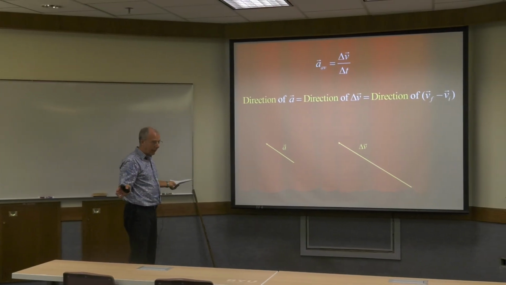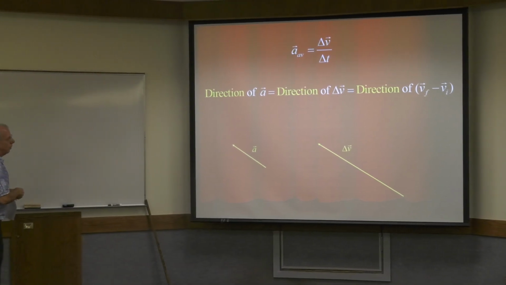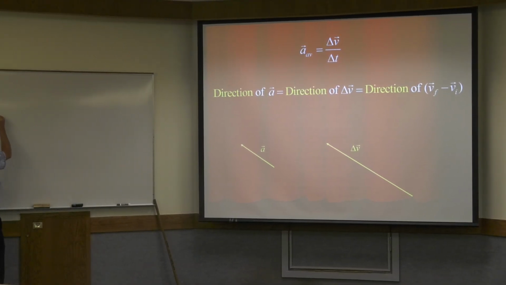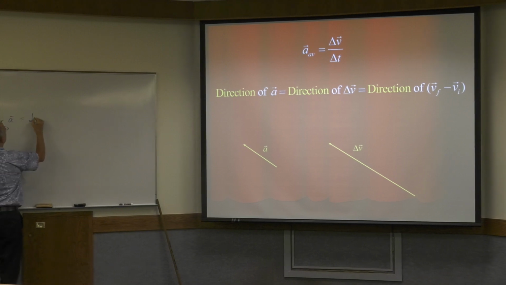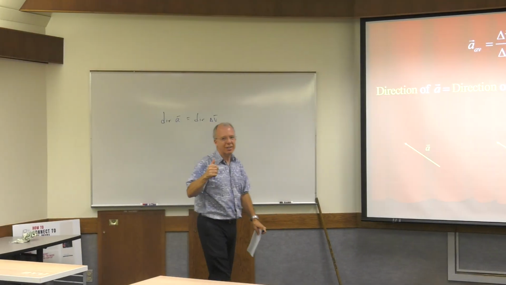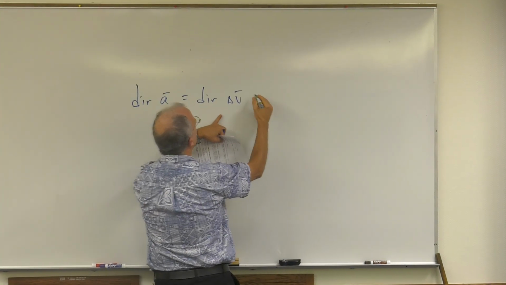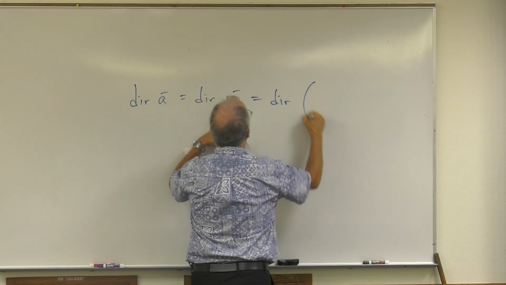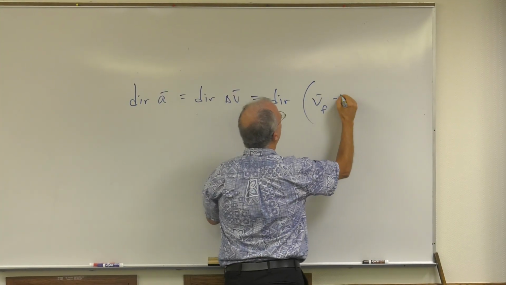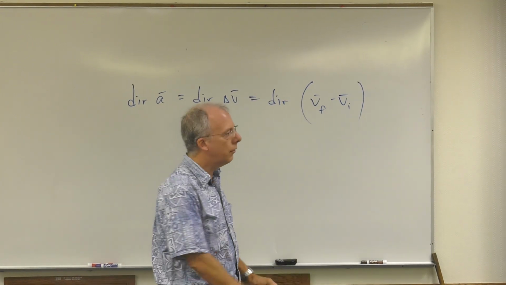So here's why we care. This is why we care. So this is what we're saying. We're saying the direction of a is the direction of delta v. Not the magnitude, right? Just the direction. All right, now, what does delta v mean? Delta v means v final minus v initial. So that's all there is to it.